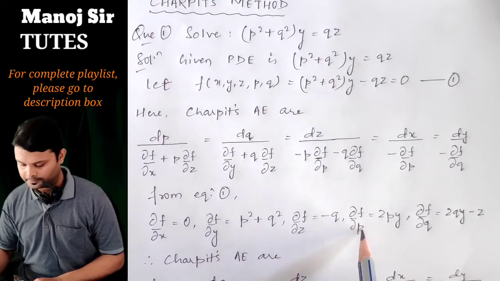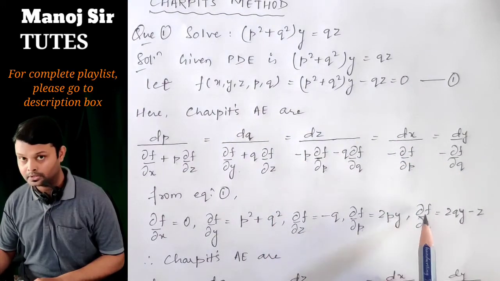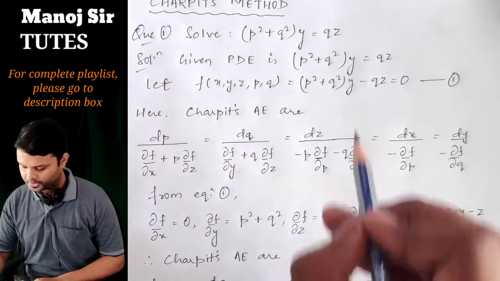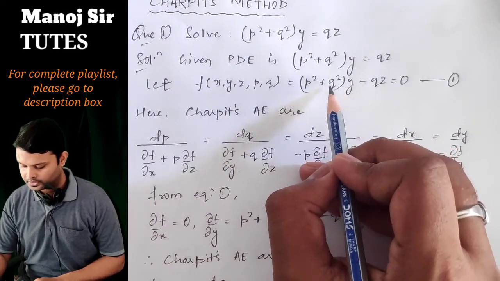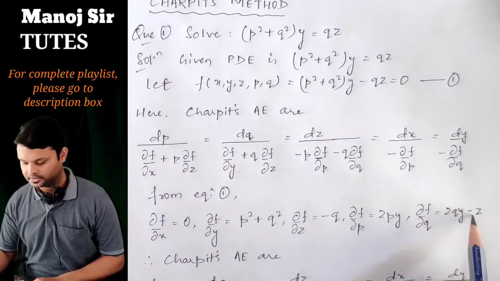Now coming to del f upon del p, that is 2p into y, so 2py. Now coming to the last part, del f upon del q. That is also very easy. Here we have q, and we also have q here. So this will become 2 times qy, and this will become minus z. So del f upon del q is 2qy minus z.